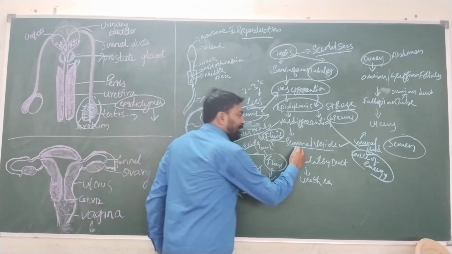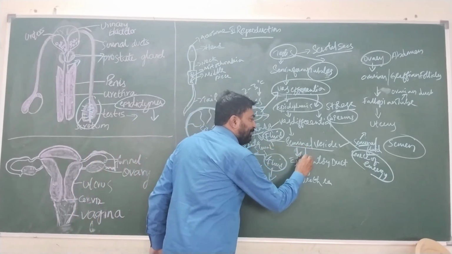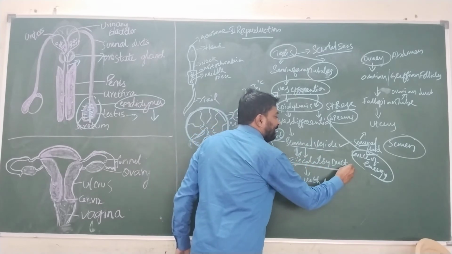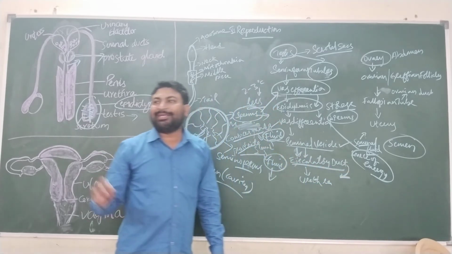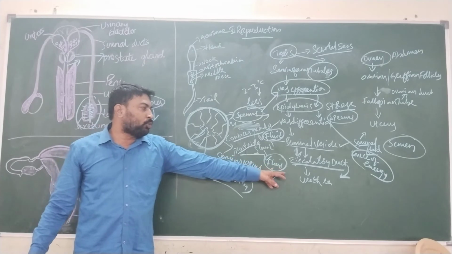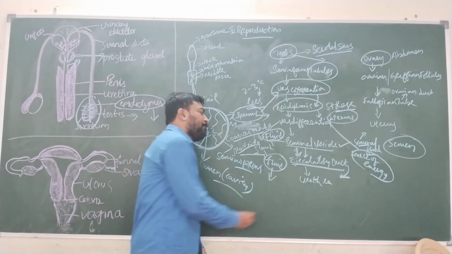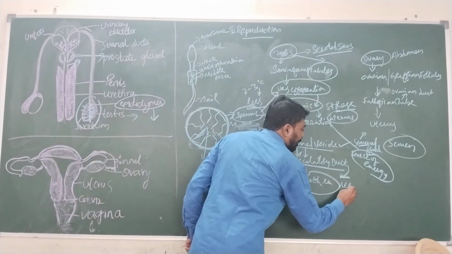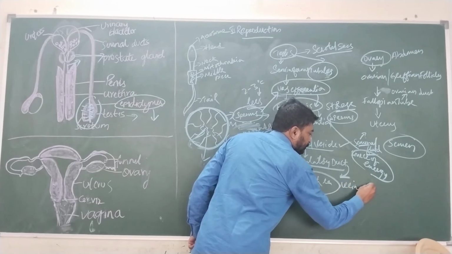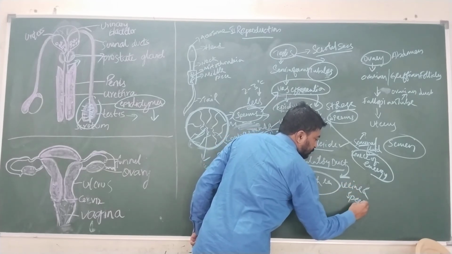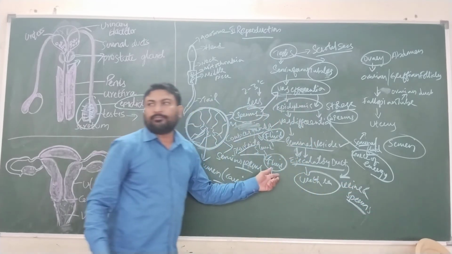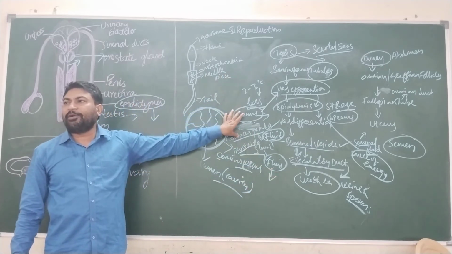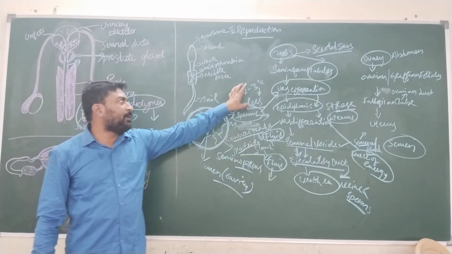And the seminal vesicle, a tube-like structure, will be continued as the ejaculatory duct, which will be ejecting out the sperms through the urethra, which is the common passage for urine as well as sperms. This is how the male reproductive system functions in human beings.